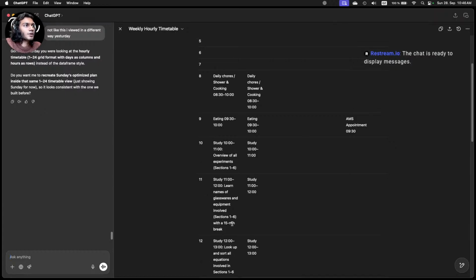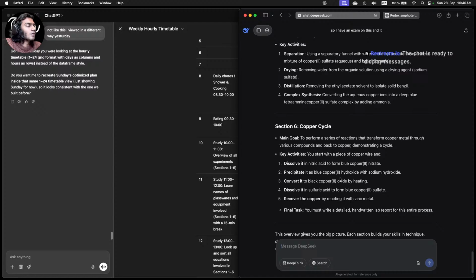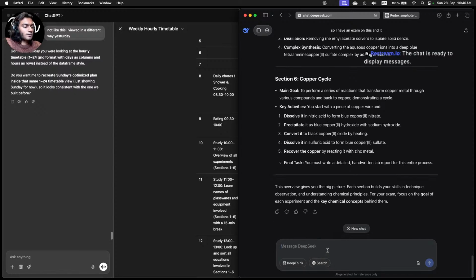Learn the names of the glassware and equipment involved, sections 1 to 6. Okay. Now, tell me the names of all the glassware.